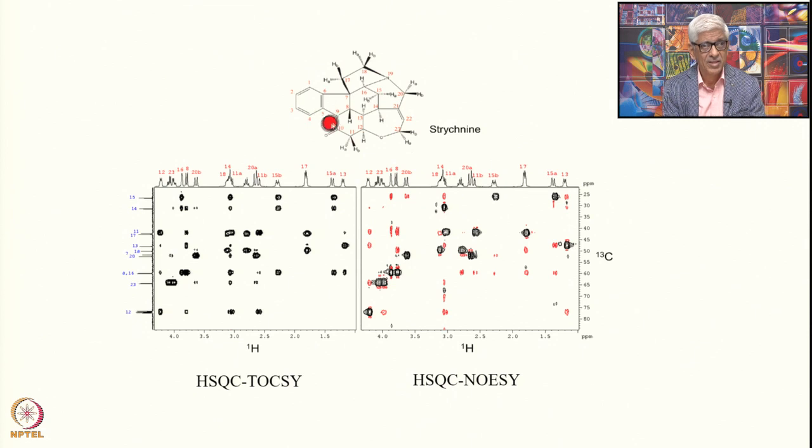Now, to determine the structure of this, to assign this individual spectrum, it is extremely complex. So we look at this chemical shift, this is the one dimensional spectrum of this molecule. You have so many peaks here, and this side is the HSQC TOCSY spectrum, this is the HSQC NOESY spectrum. There is a big difference between these two. Focus on the dark ones here, the red black peaks, these are the HSQC peaks alone.